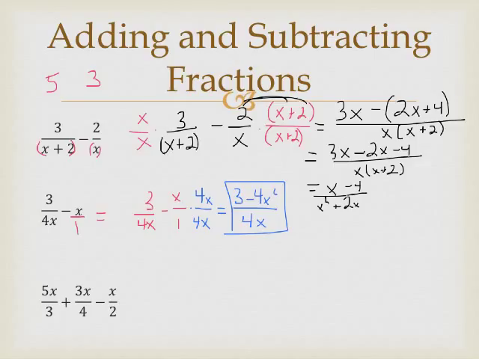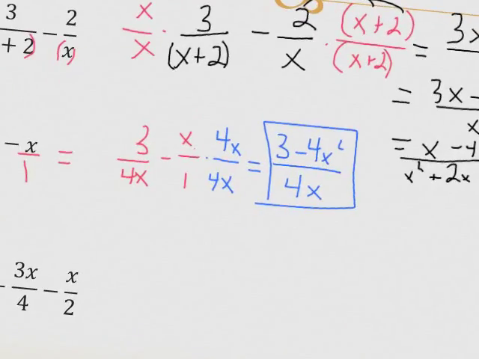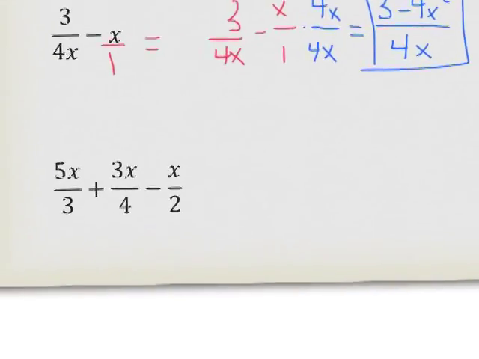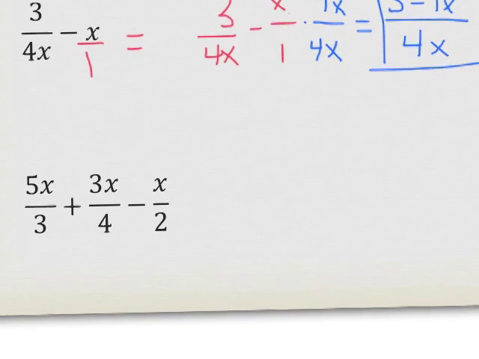Okay? And our last example here, things getting a little complicated. We got 3 things, which means we need all 3 denominators to be the same. Okay? So let's zoom in here. We'll try to fit some work in here.